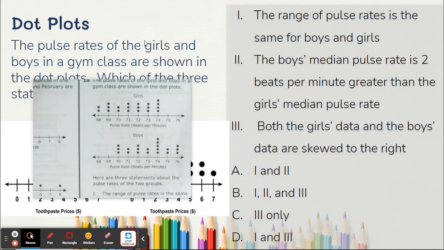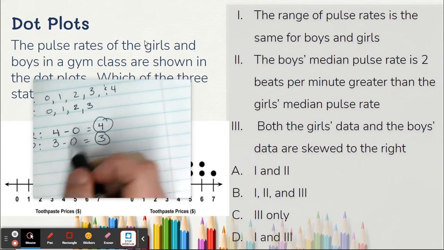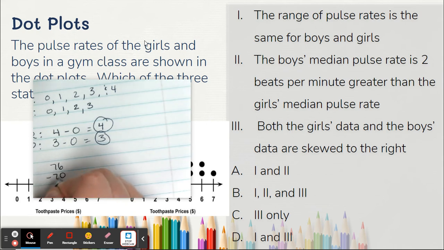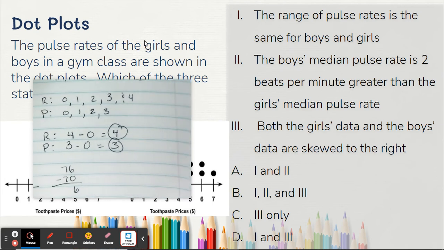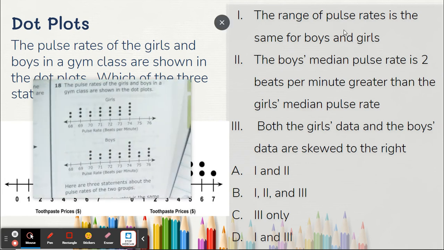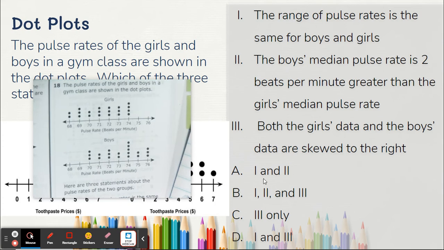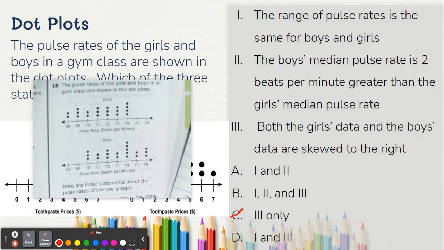And then my range for boys is from 76 to 70. So 76 minus 70 would be 6. So they're both the same. The range of pulse rates is the same for boys and girls. So it is a 1. Okay, so this one is true. So we know it's one of the ones that has 1 in it. So I know it's not C because it's not just 3, because it also includes 1.